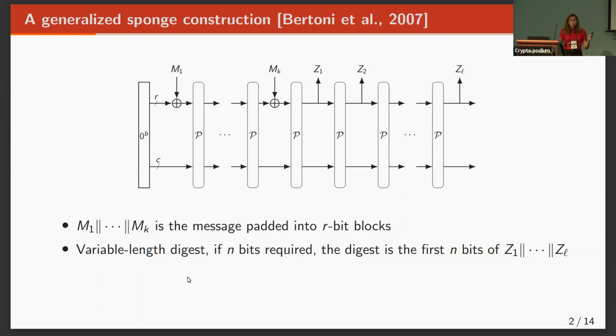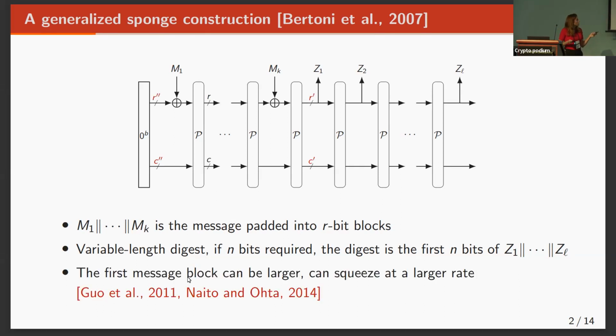By design, the sponge offers a variable length digest, but here we will restrict ourselves to the case where the digest size is fixed to n bits, and we denote by L the number of required squeeze calls. There exist several tweaks to this construction, and here we focus on 2 of them, which were both introduced in the context of the Photon scheme. The first one allows a larger first message block, with a size denoted by r''. In the second tweak, the digest is extracted using a larger rate, denoted by r'.